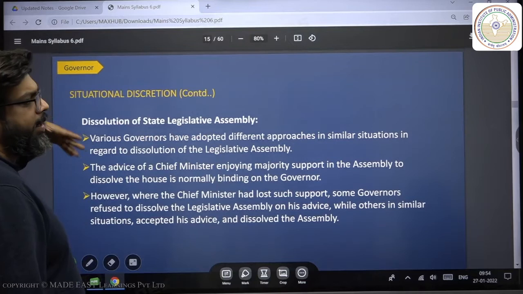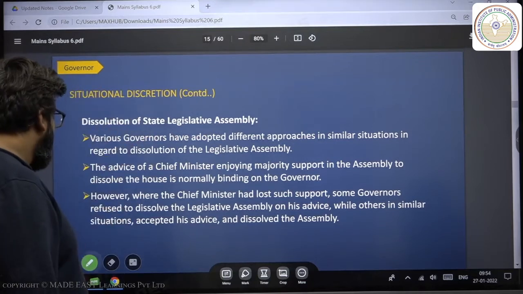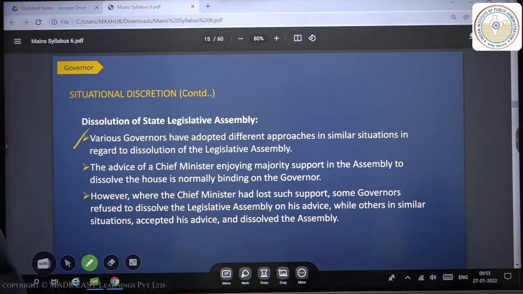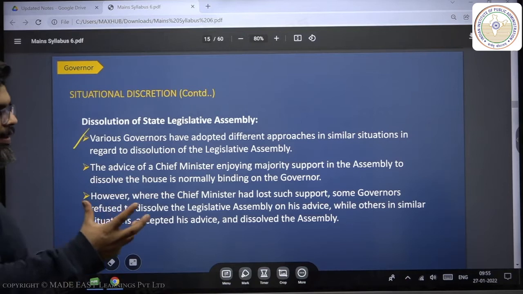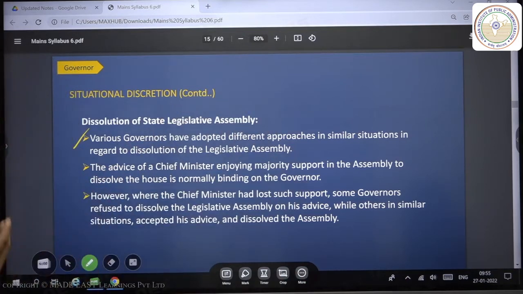Now, third, when the governor has to dissolve the state legislative assembly. What has happened is different governors across different states have used different kinds of approaches. The advice of the chief minister enjoying majority support is usually binding on the governor. Like, for example, let us say 5 years have ended. The chief minister will recommend. Now, when the chief minister has already lost such majority, right?